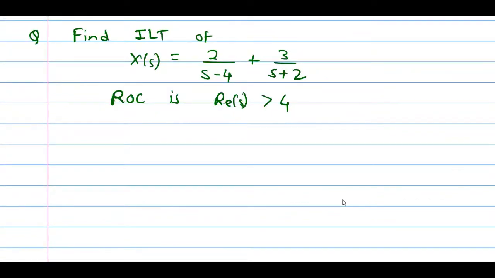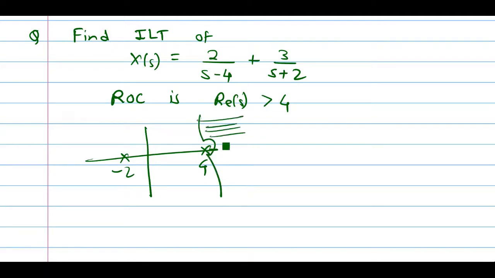Find inverse Laplace transform of x of s equal to 2 upon s minus 4 plus 3 upon s plus 2. So best way is, first we mark out the poles. So s minus 4 equal to 0, that means at 4 we have one pole. S plus 2 equal to 0, that means at minus 2 we have one pole. Given is real of s greater than 4. So this is the ROC given.